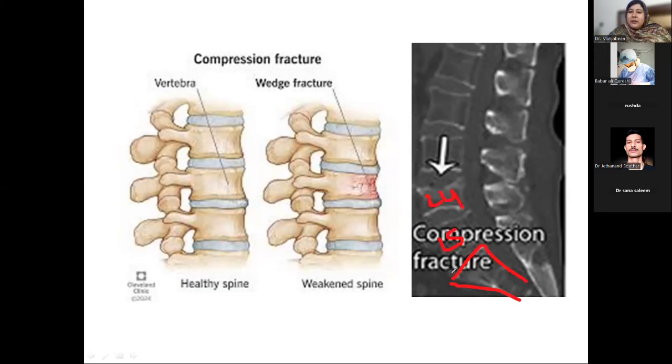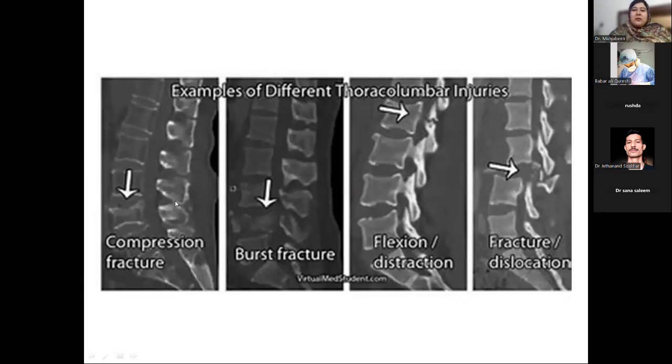Dr. Babar already told that there are two ways to count the vertebrae. Either you can go from below by counting from the sacrum, or you can come from above by counting the odontoid. So very good. This is a compression fracture of L4. Then we saw this compression fracture again. Now this is a burst fracture.